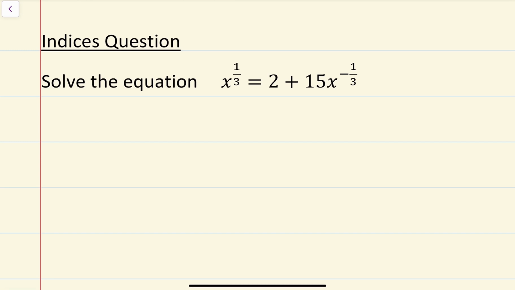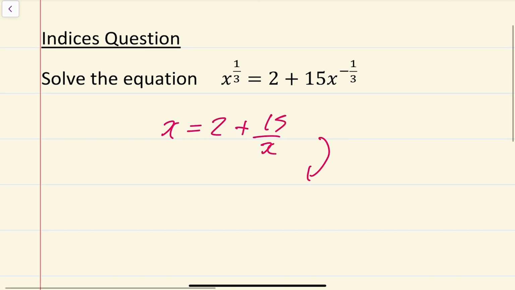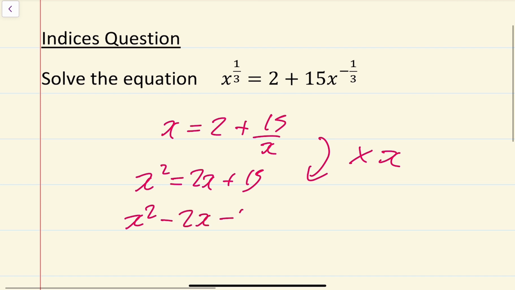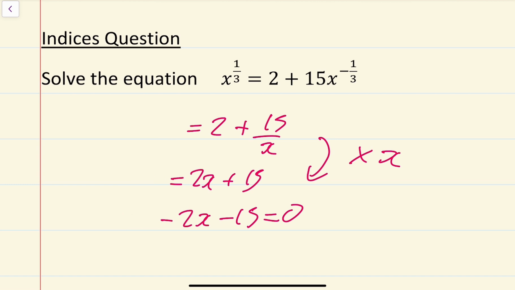So a similar question would be something like this. You've got something like x equals 2 plus 15 over x. Now, the first thing you would do here is multiply through by x to give x squared equals 2x plus 15. You would then bring everything to one side and put it equal to 0. It's a quadratic, which then you could solve. So I have a feeling it's going to be the same sort of idea here.